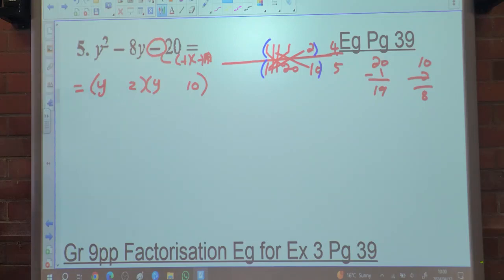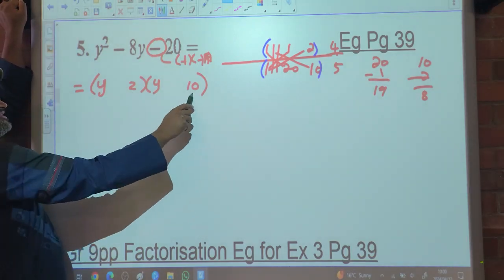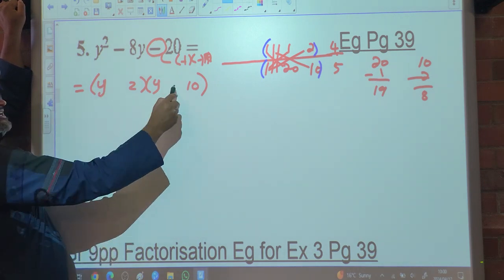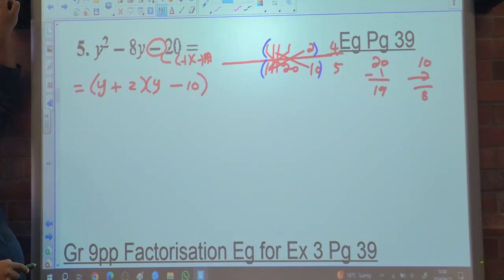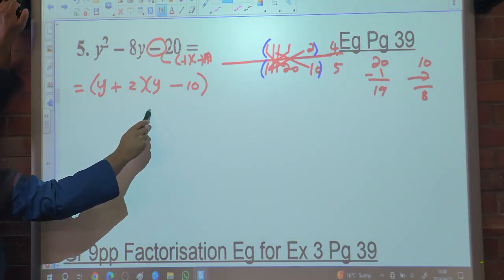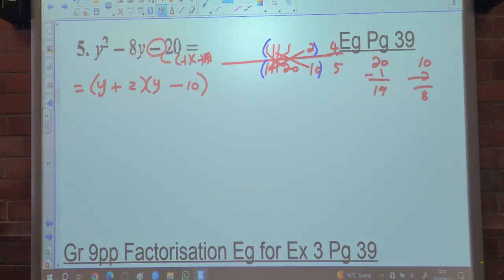You guys understand? So what is 2 times y? 2y. Y times 10? 10y. The 10y must be negative. We must not put the sign in front of the y. So if it's associated with the 10, then we put it there. Okay?